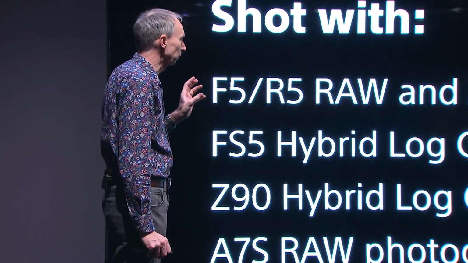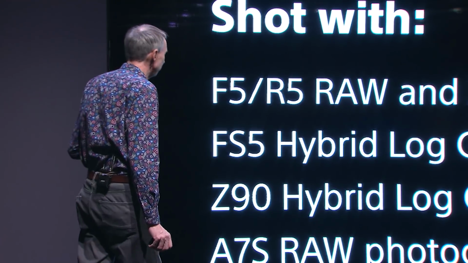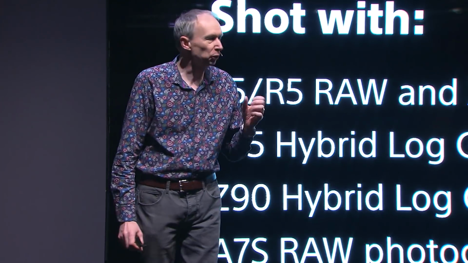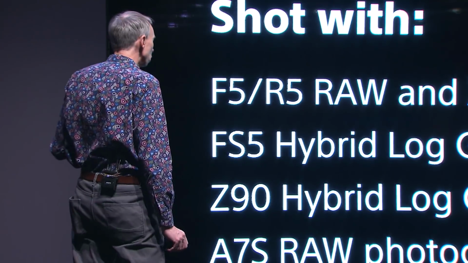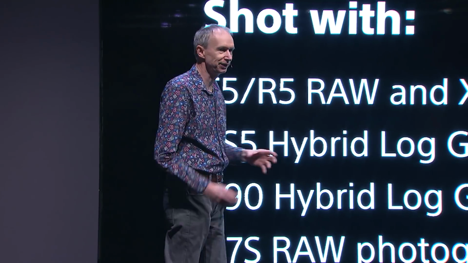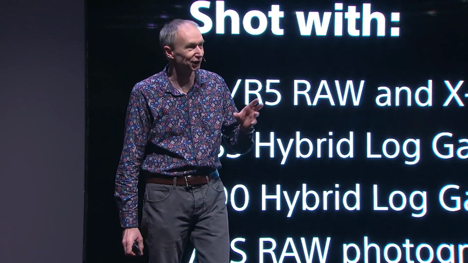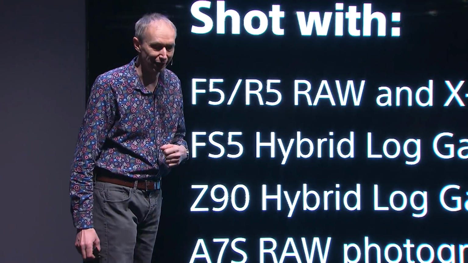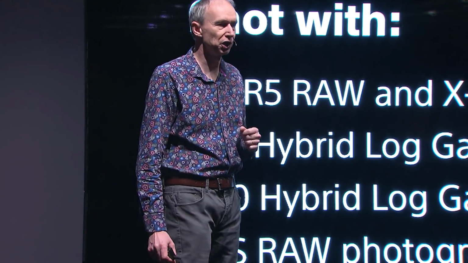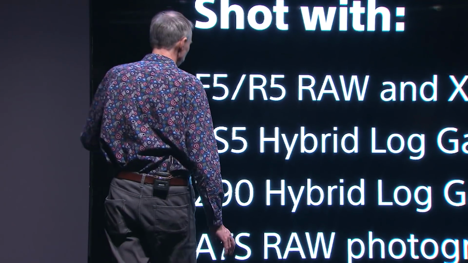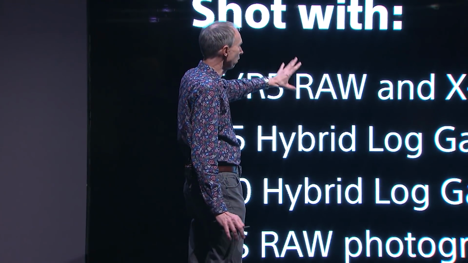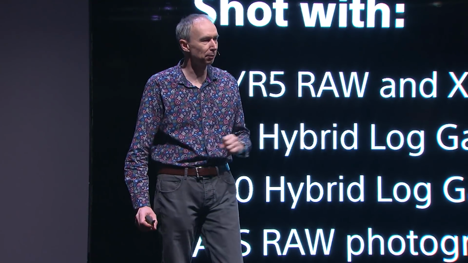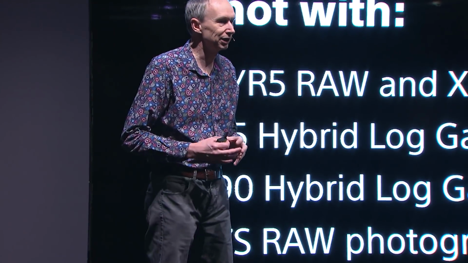These were shot with various cameras, shot with the F5 and R5 using RAW and XOCN, shot with an FS5 using hybrid log gamma, Sony Z90, tiny little camera, produces a really good picture. Again, with hybrid log gamma, that's the stuff you'll see that's in Norway in the Arctic. And then also some time-lapse of the Northern Lights that was shot with an A7S. So we've got a variety of cameras, different modes. We've got RAW, hybrid log gamma, time-lapse RAW, all mixed together in this video.